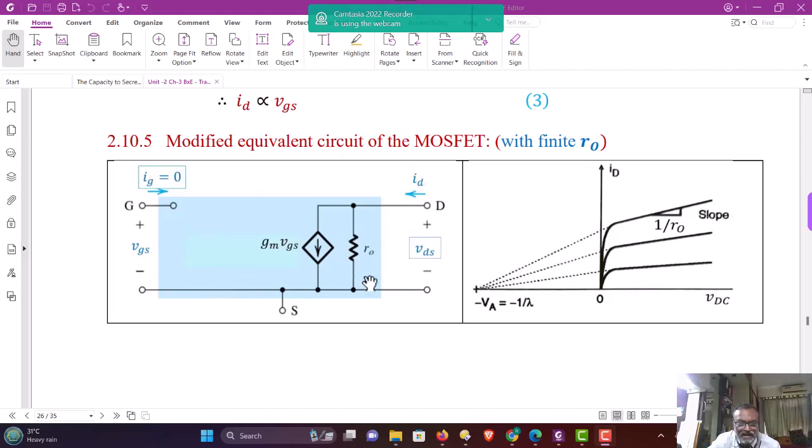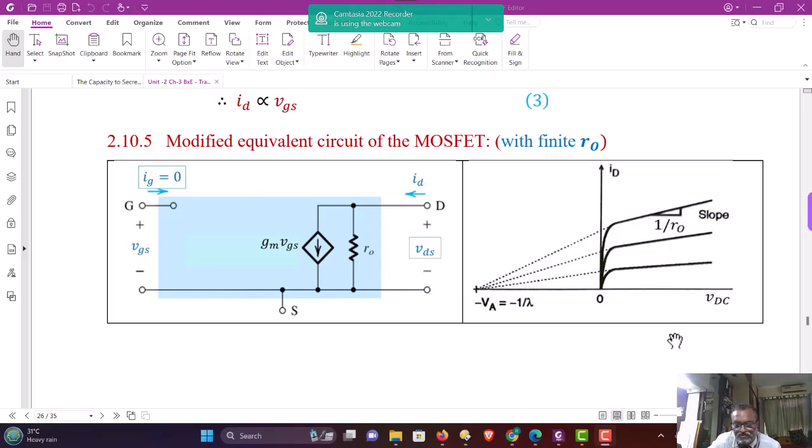Whereas this resistance RO can be obtained by extending the output characteristic to a point on the x-axis, far remote on the negative x-axis, at the point VA, which is called the early voltage. Because these characteristics have a slope, when extended on the left hand side they come to a point, and this point is called the early voltage, and the slope of this line is nothing but the output resistance.